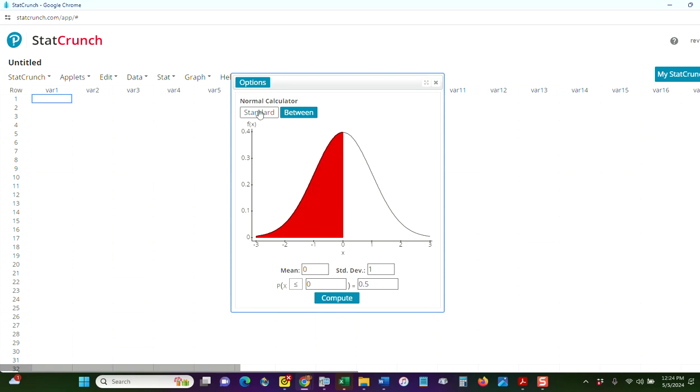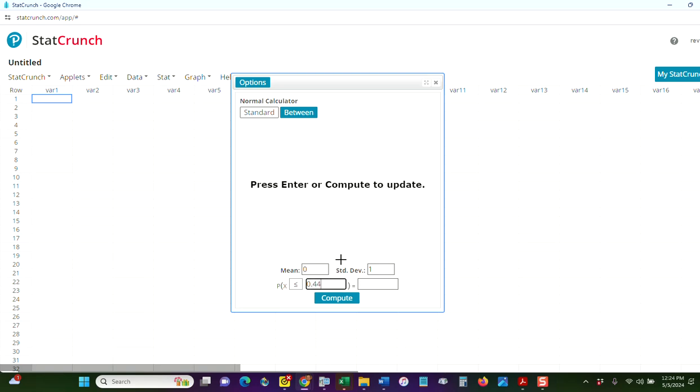The default is standard. So if we were doing, for instance, a standard normal distribution problem where the mean was 0, which is the default value, as well as the standard deviation is 1, then you could find the probability that x is less than some number. One of the very first numbers on the problem sheet asked us to find the probability that x was less than or equal to 0.44. All you do is push compute.